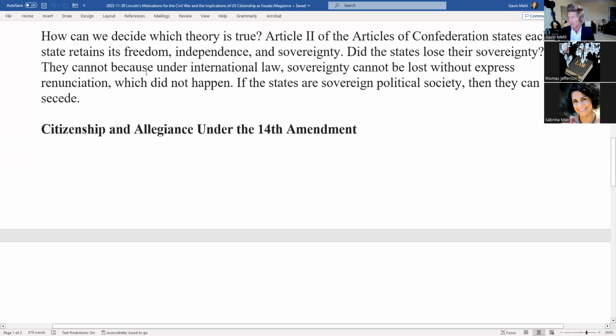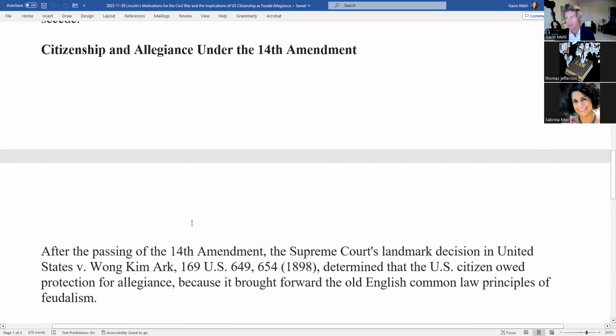They can't, because under international law, sovereignty can't be lost without express renunciation. So what happened to it? If the states are sovereign political societies, then they can secede. So, citizenship and allegiance under the 14th Amendment.